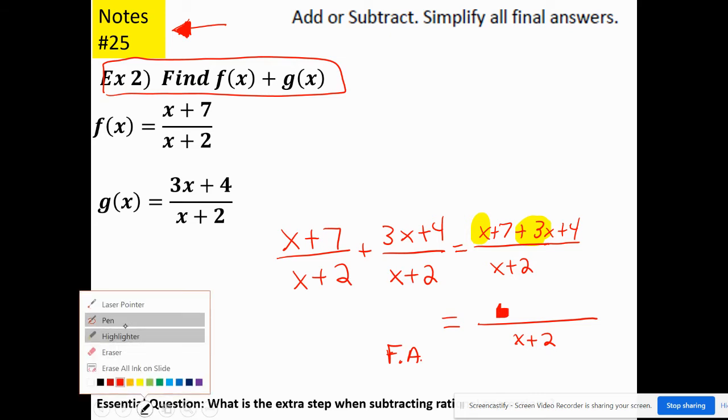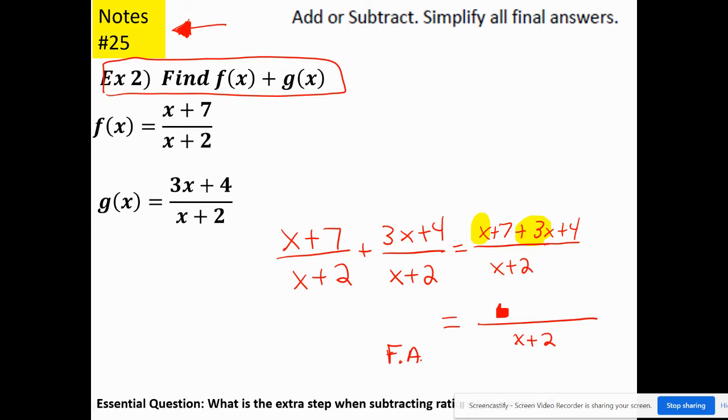Miss Artopher picked up the wrong one. Hold on. Here we go. 4x's, because there's a hidden 1 there, right? So 1x plus 3x is 4x. And 7 plus 4 is 11. Can we factor that? No, that's it. That's our final answer.